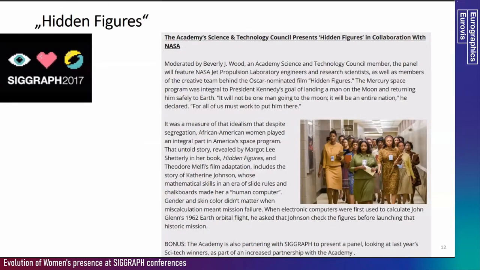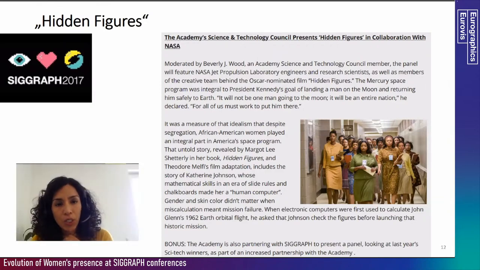That year the movie Hidden Figures was out, and SIGGRAPH got this cooperation with the Academy of Motion Picture Arts and Sciences. They brought a panel on Hidden Figures and the history, the crew, and how they made the movie. This was very important, because implicitly, without talking directly about diversity or women's presence, they brought the topic to the table on a big scale. So here you could see how things started changing.